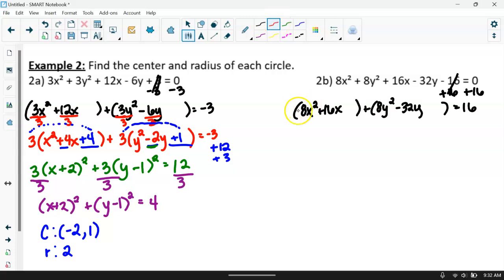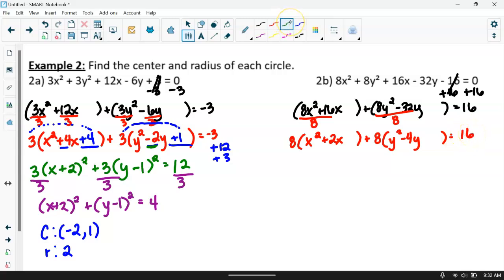Now, notice, right, we can't factor, so what are we going to do? We're going to take out a GCF, factor out a GCF of 8. So now here I've got 8 times x squared plus 2x, then plus 8 times y squared minus 4y is equal to 16.